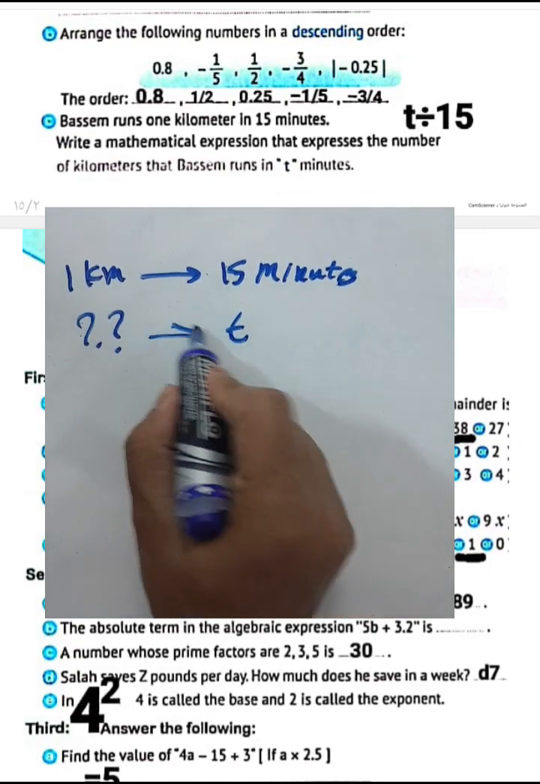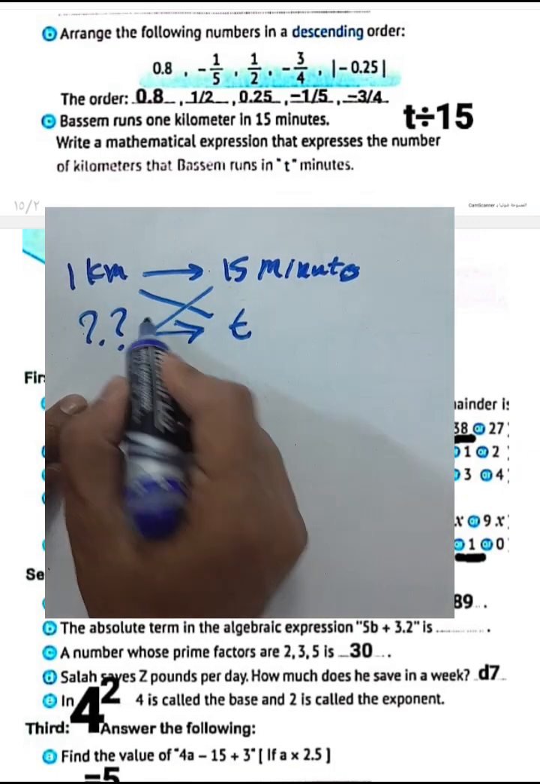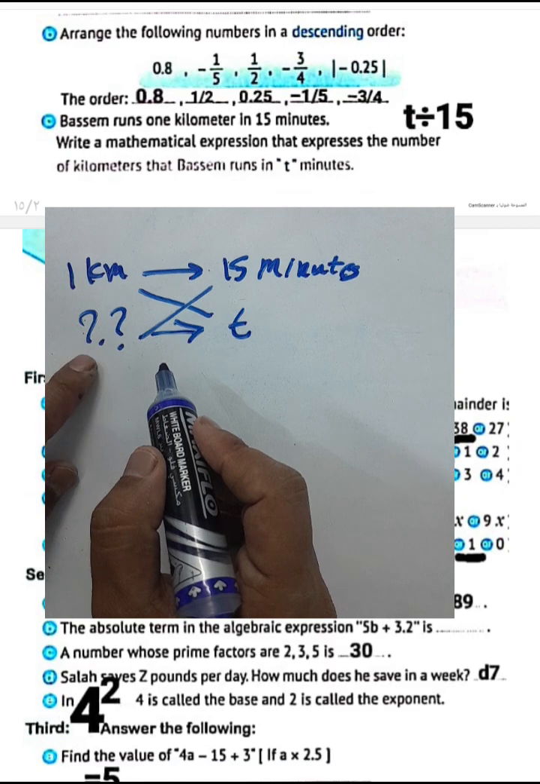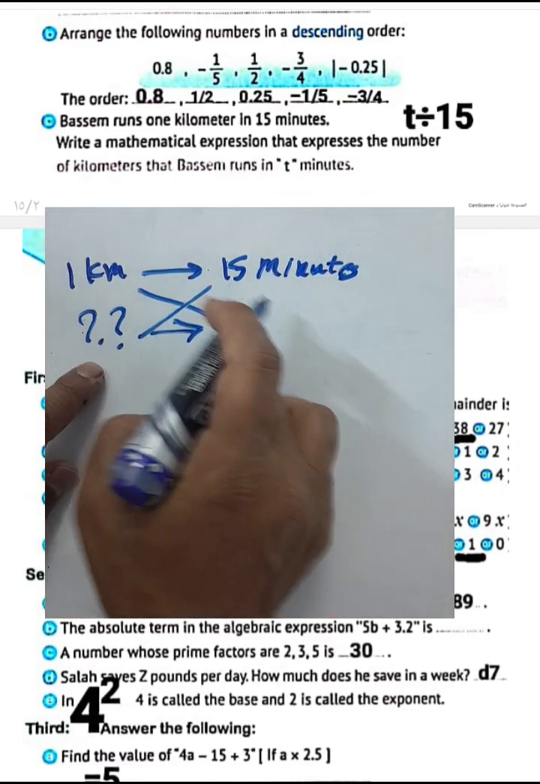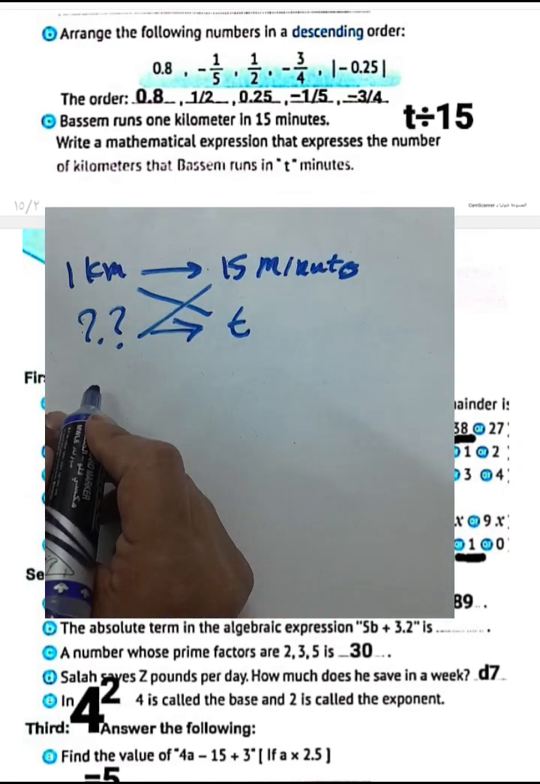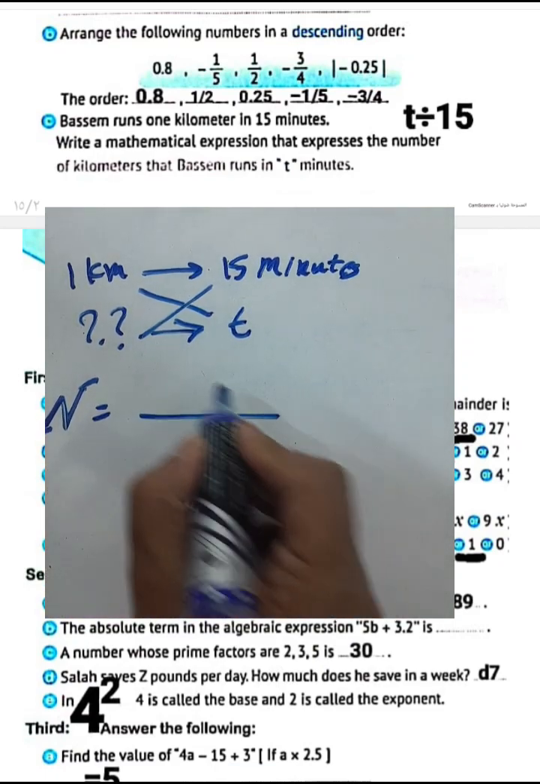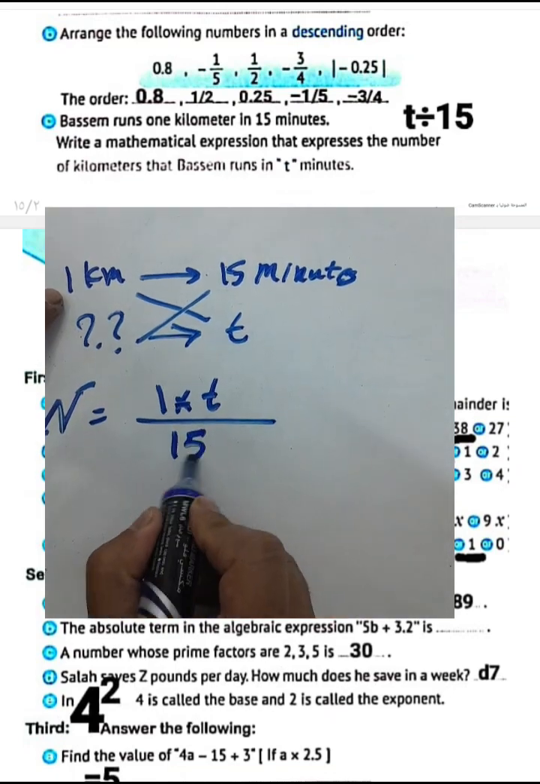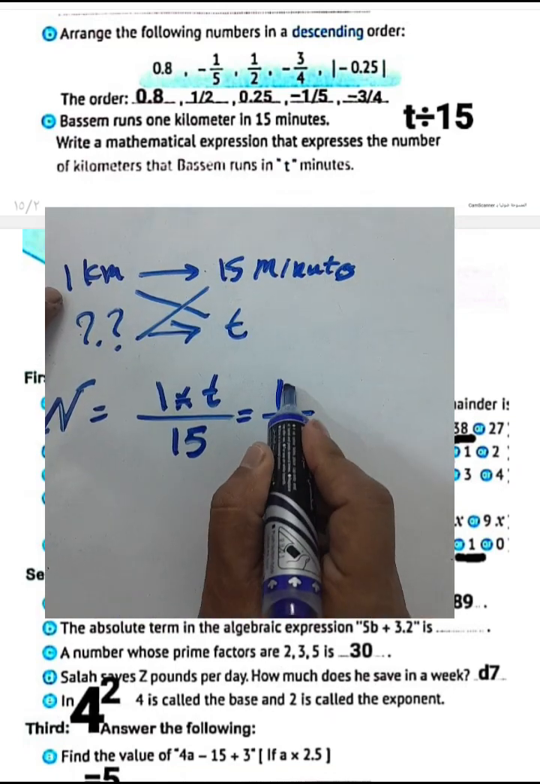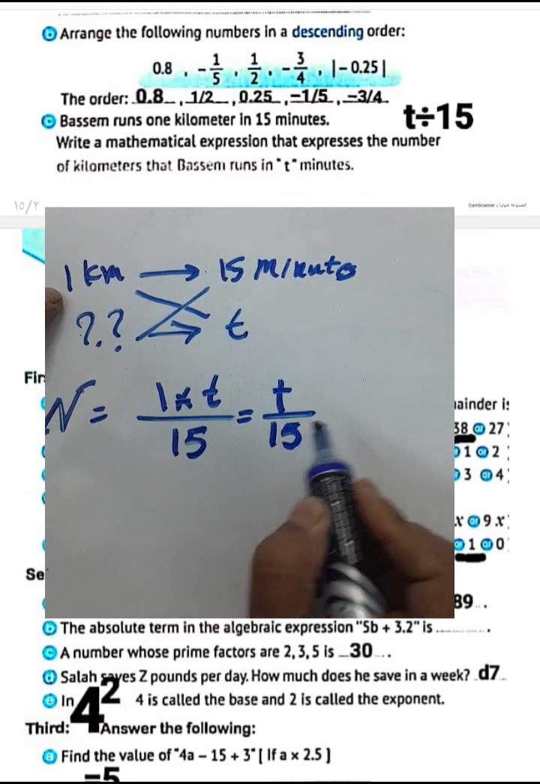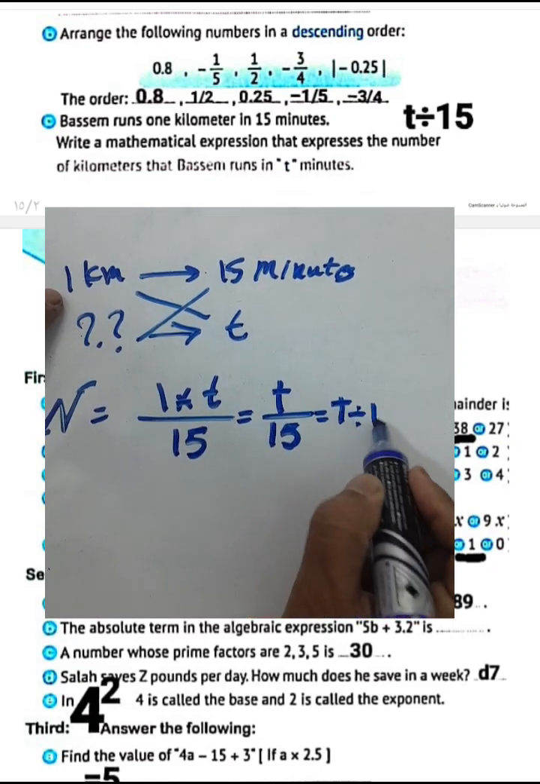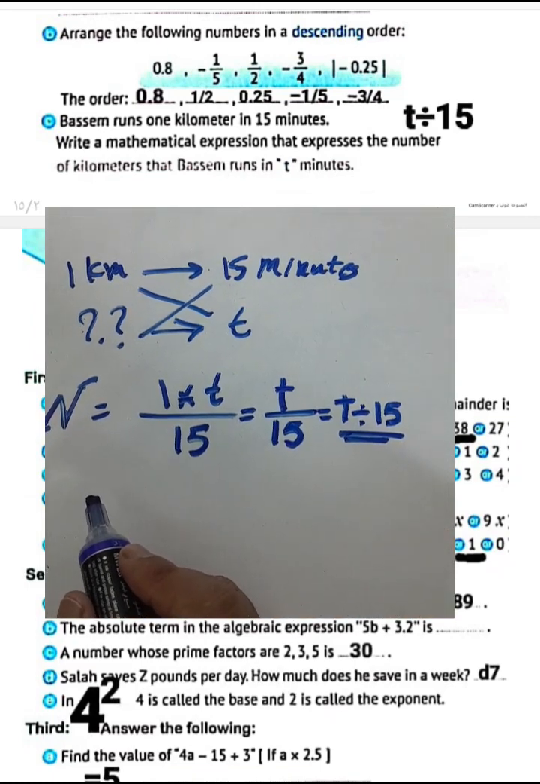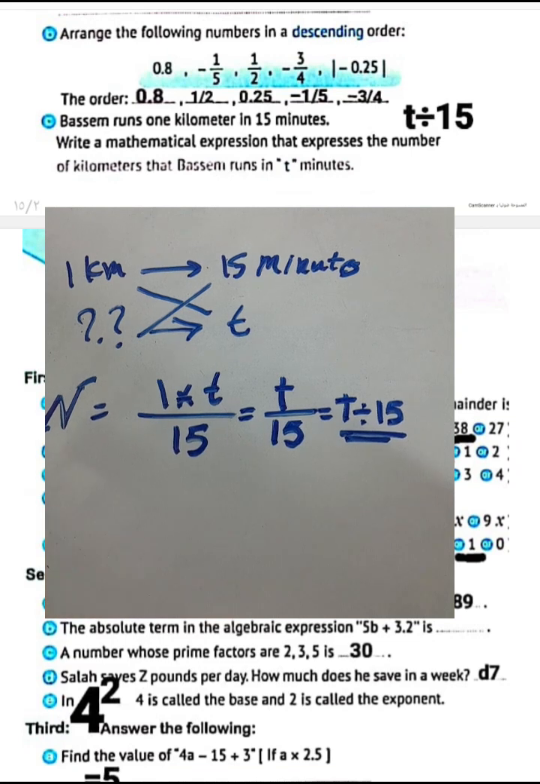I want to find the number of kilometers that Basim runs in t minutes, so we can write the result by cross multiplication. We can write t times 1 divided by 15. So the number will be equal to 1 multiplied by t over 15. It will be t over 15, or t divided by 15. Okay, it's the number of kilometers that Basim runs in t minutes. Understood?